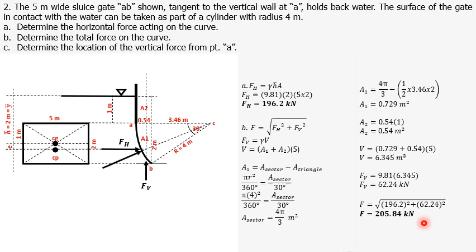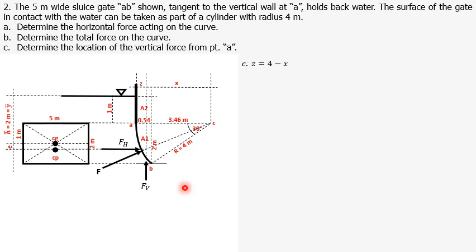And in letter C, we are asked to solve for the location of the vertical force FV from point A. So let's call that distance Z. And let's call the distance of FV from point C as distance X. Z is equal to the radius 4 minus the distance x.